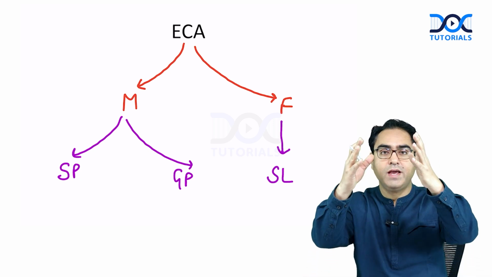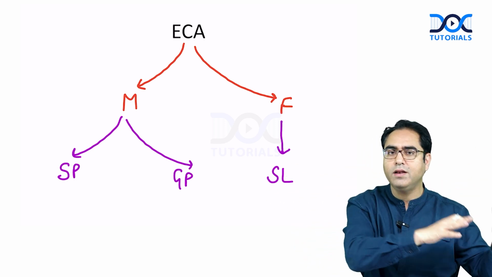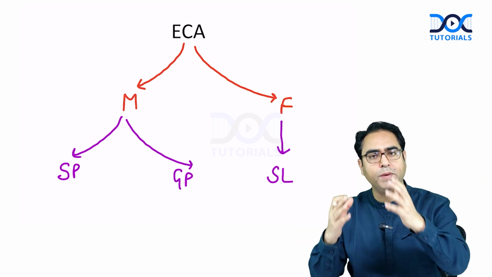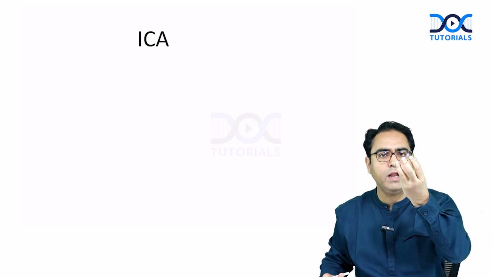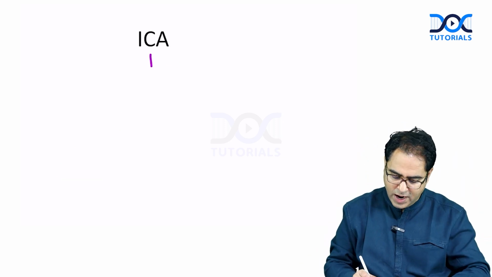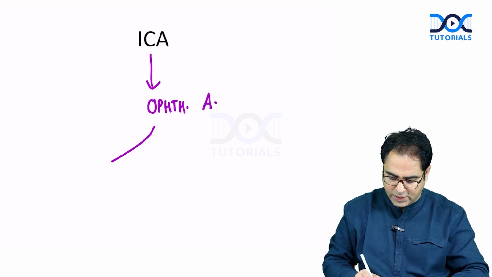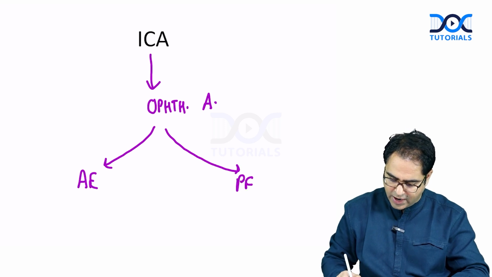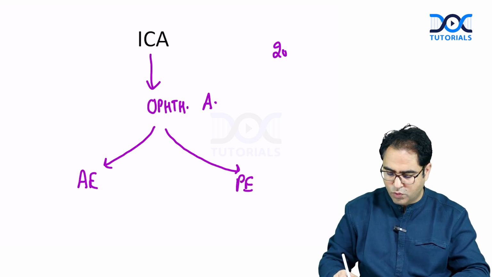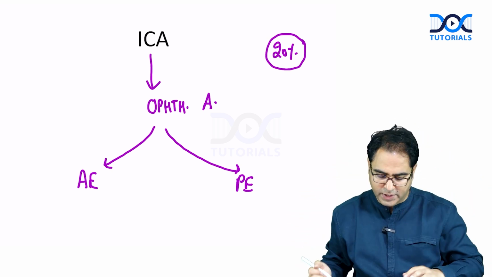Okay. From ECA, 2 arteries, maxillary and facial. From maxillary, 2 branches, sphenopalatine and greater palatine. And from facial, superior labial artery. Let us see ICA, above the middle turbinate, 20% of total circulation. ICA gives 1 artery, the ophthalmic artery. Now, the ophthalmic artery gives 2 branches for the nose, anterior ethmoidal artery and posterior ethmoidal artery. But my dear friend, it's only 20% of total circulation and the territory is above the middle turbinate.